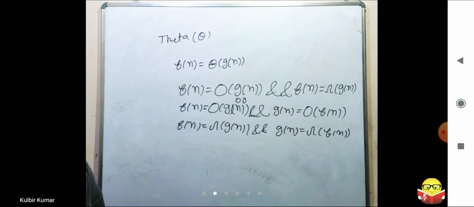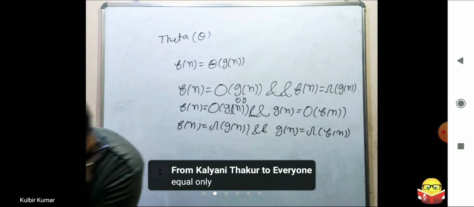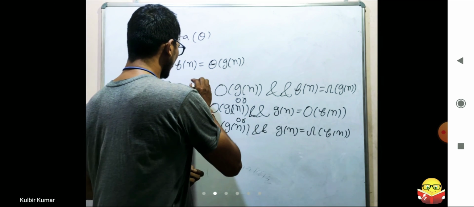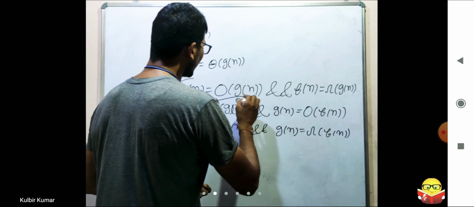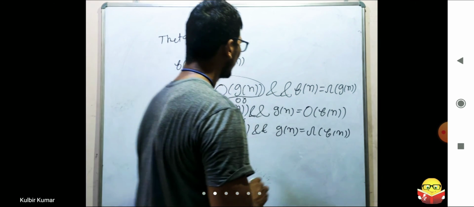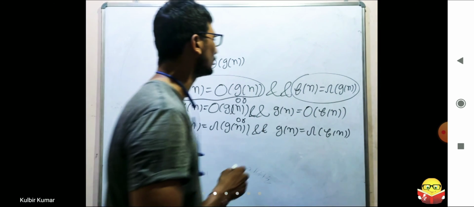Means for some values f of n is greater and for some values it's less than g of n. It is not like this one. So whatever you are thinking, that is not a correct way to understand this function. So you have to understand this function by these definitions only. So what is saying that f of n है that is lesser than or equal to some constant into g of n, and further f of n is greater than or equal to some constant multiplier into g of n.